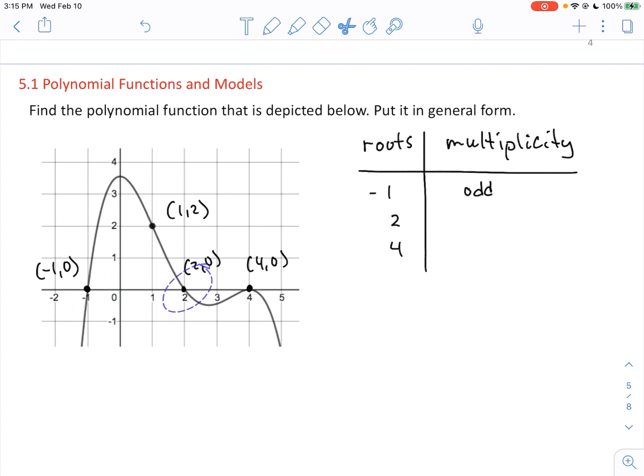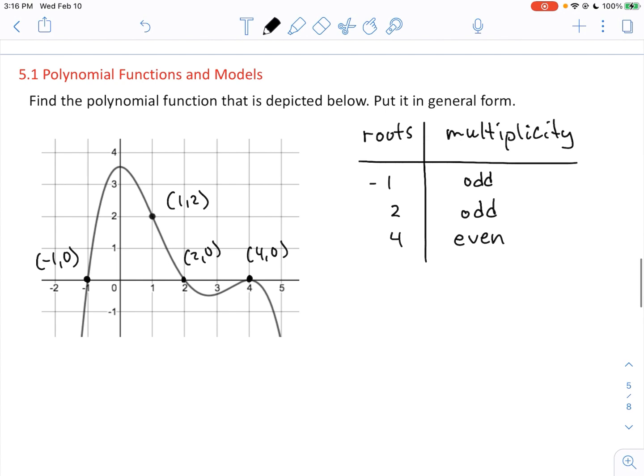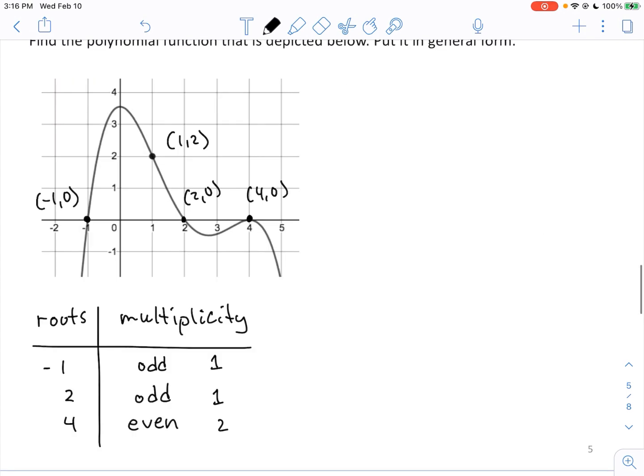Because the graph crosses at 2, also odd. But because we hit the x-axis but bounce off it, we know the multiplicity at this root is even. The easiest choices to make would be 1, 1, and 2. So now let's go straight to our factored form. Our function f of x equals, the factored form has an unknown coefficient a, and then I can start making these linear factors to construct this polynomial.